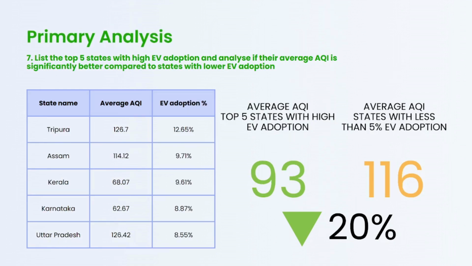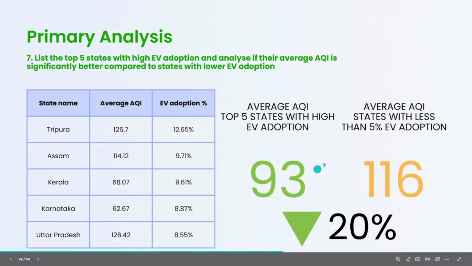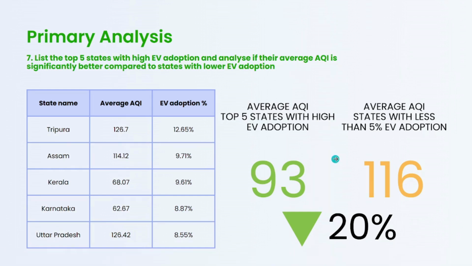Also, if we take the top 5 states by EV adoption percentage, which is the total number of EV vehicles with respect to the total number of vehicles, here we can see a 20% reduction in average AQI when we compare these states with states with less than 5% EV adoption.